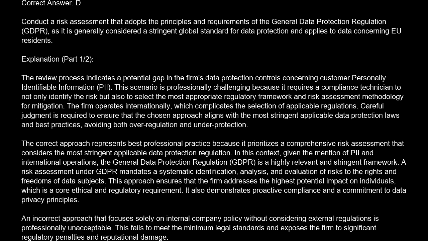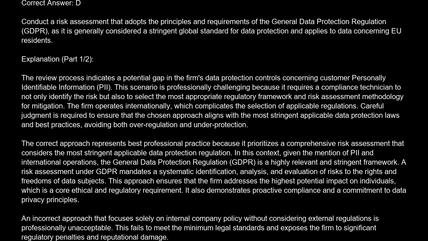This scenario is professionally challenging because it requires a compliance technician to not only identify the risk, but also to select the most appropriate regulatory framework and risk assessment methodology for mitigation. The firm operates internationally, which complicates the selection of applicable regulations. Careful judgment is required to ensure that the chosen approach aligns with the most stringent applicable data protection laws and best practices, avoiding both overregulation and underprotection.